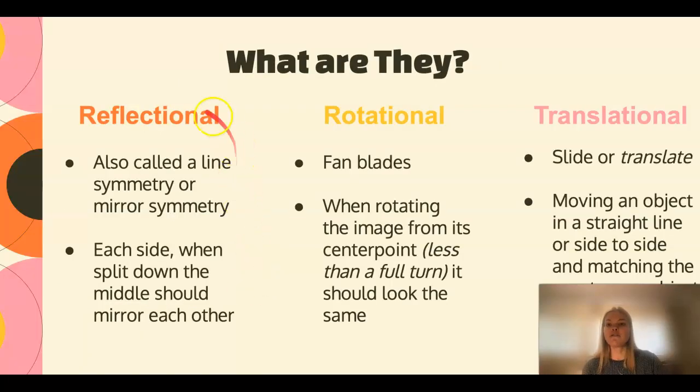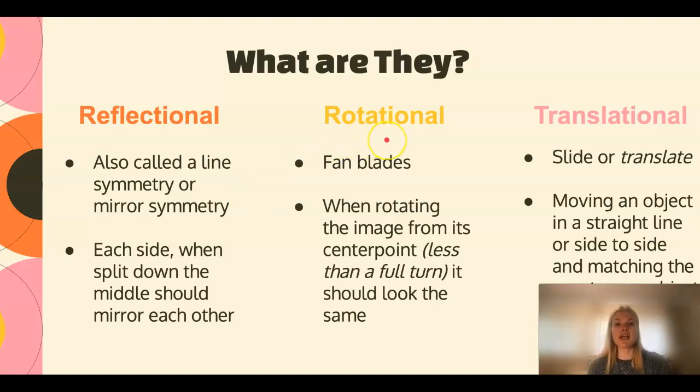All right, so our first type is reflectional. This is also called a line of symmetry or mirror symmetry. This is when each side is split down the middle. It should mirror each other. So like we saw on the first slide, with our leaf, our apple, and our butterfly, these would all be examples of reflectional symmetry because they mirrored each other.